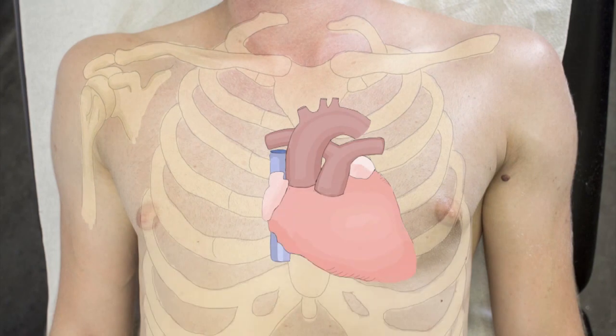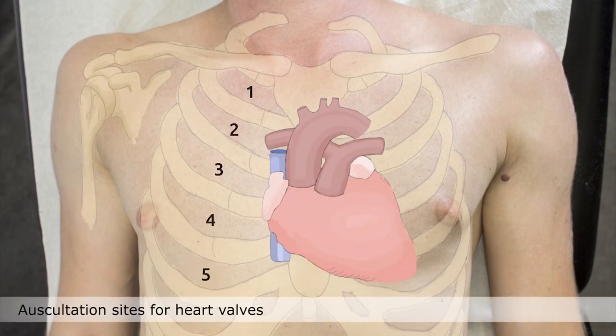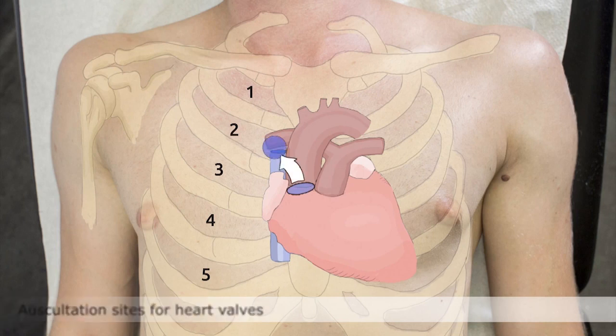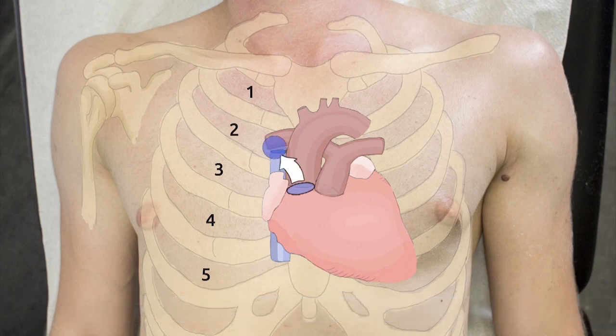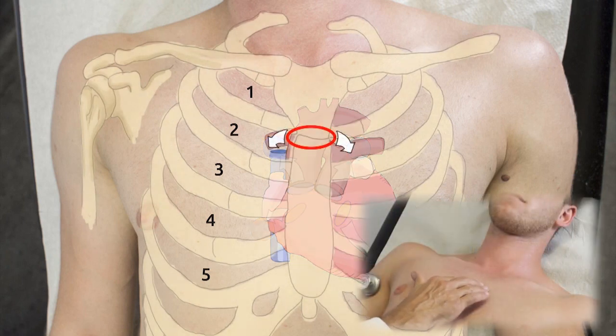Auscultate the individual valves in the following locations. Aortic valve, second ICS at the right sternal border. Pulmonary valve, second ICS at the left sternal border. Tricuspid valve, fourth ICS at the right sternal border. Mitral valve, fifth ICS at the left midclavicular line. Locating the second ICS is facilitated by first palpating the sternal angle.